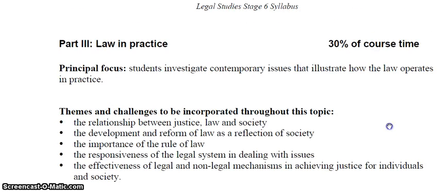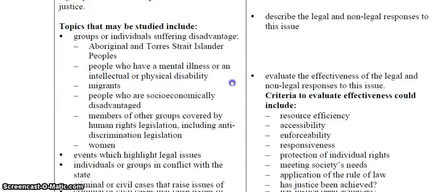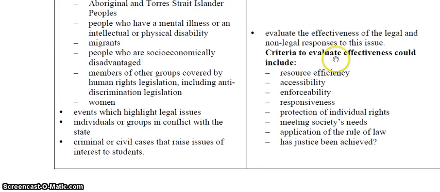Under the law and practice topic, there is a nice, neat set of criteria provided for us. Criteria to evaluate the effectiveness could include resource efficiency, accessibility, enforceability, responsiveness, protection of individual rights, meeting society's needs, application of the rule of law, and has justice been achieved. These are clearly "could include." This is not a complete list, and if you chose different criteria, they cannot fault you on that because they're just saying you could include them.